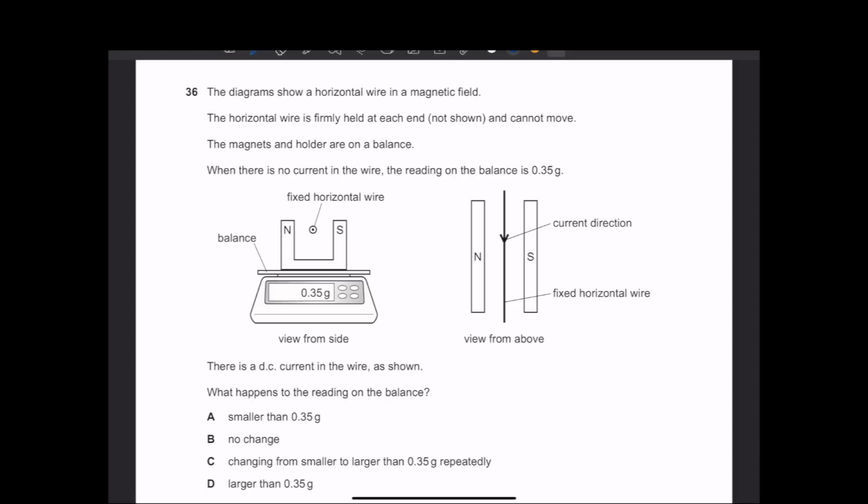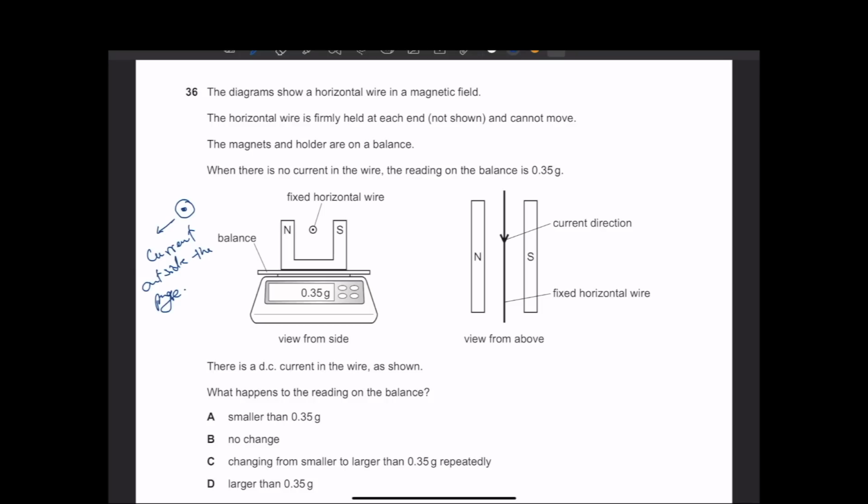It depends on the force. Let's see. The current looks like a dot, so this is viewed from above. The current is moving down. It means it's moving outside the page. So let me write that down here. This dot means the current is moving outside the page, or towards you.